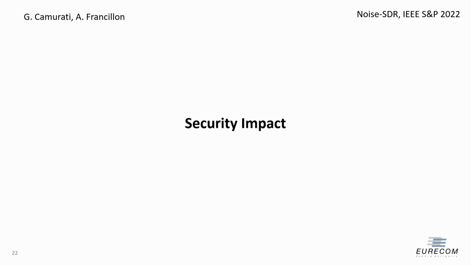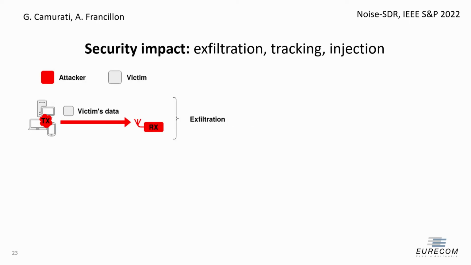Noise-SDR has a security impact on three main threat models. The first one is classic exfiltration, where the attacker takes the victim's data and exfiltrates it to another attacker-controlled device nearby.